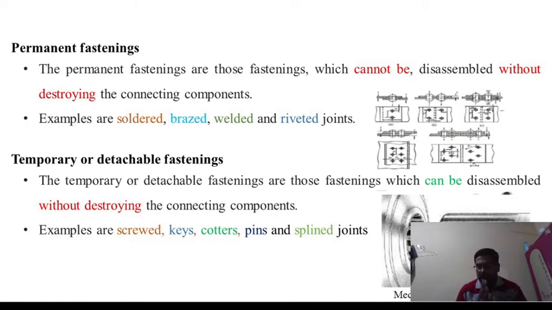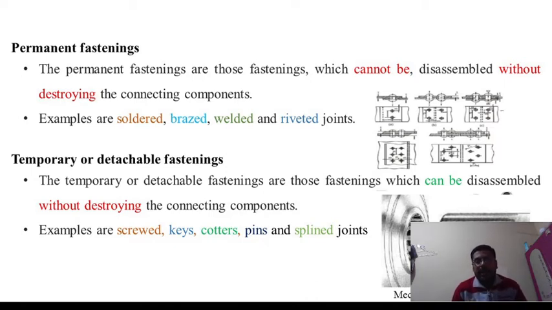For example, solders. Once we solder the material, it cannot be taken apart. And brazed, welded and riveted joints. See this sketch, these are almost all permanent fastenings. We cannot remove them back. Next one is temporary or detachable fastenings.